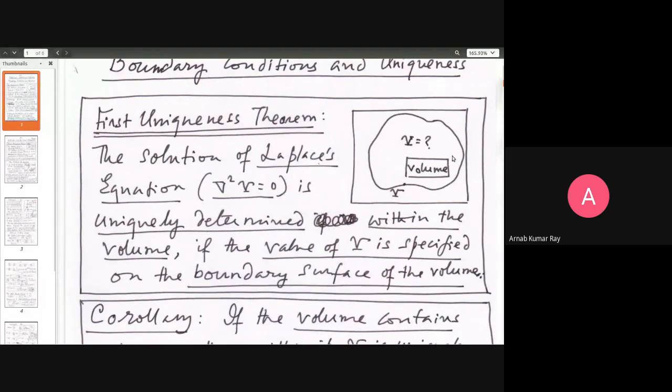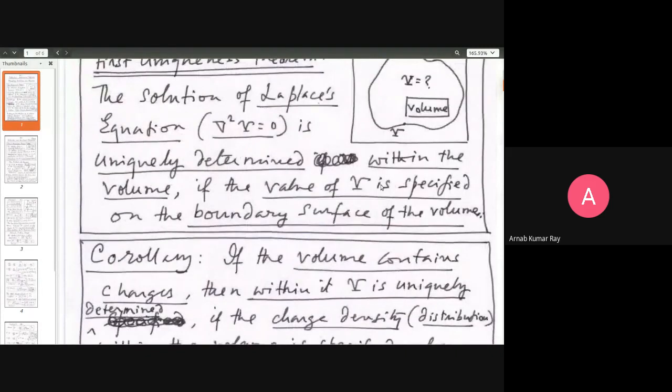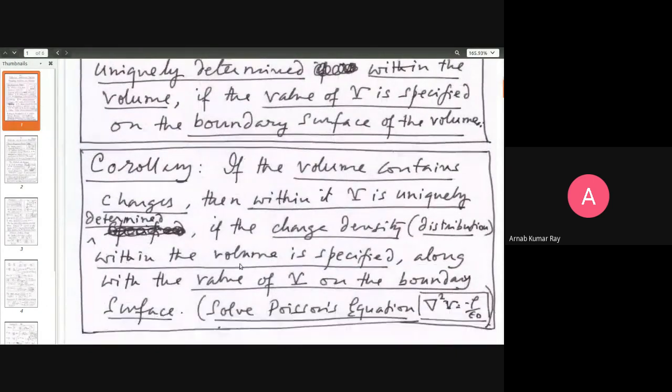Okay, so we have talked about a volume that does not contain charges. Now what about a volume that contains charges? Then you are no longer looking at Laplace's equation, you're looking at Poisson's equation. Will the same principle hold? Well, yes. How so? Let us upgrade our discussion to a region where charges are contained. If the volume contains a charge distribution rho, then within it V is uniquely determined if the charge density distribution within the volume is specified, along with the value of V on the boundary surface.